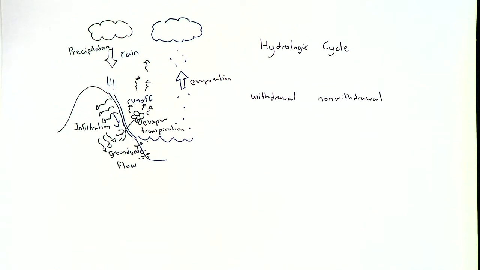Transportation, we use water for transportation. Non-withdrawal uses of water mean that we don't have to move water in order to use them. And transportation is one of those non-withdrawal uses. So navigation, and of course, sometimes recreation when we're talking about beaches.